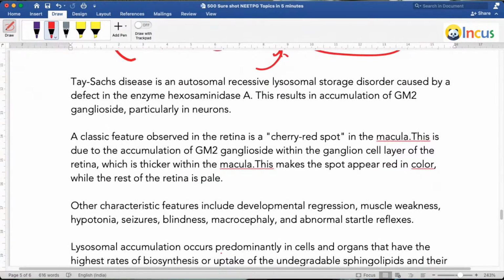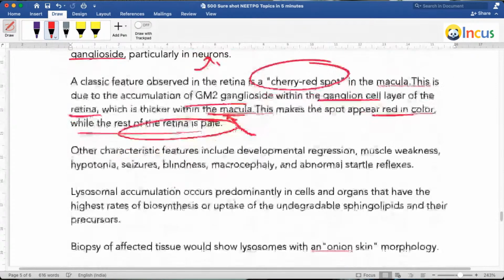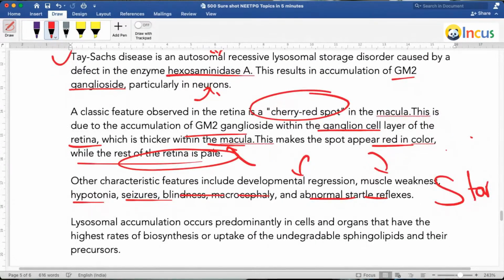Now let us quickly talk about Tay-Sachs and Niemann-Pick. Autosomal recessive, hexosaminidase A, GM2 ganglioside accumulation in neurons, cherry red spot in macula, everything is Tay-Sachs. And where does GM2 ganglioside accumulate? Ganglion cell layer of the retina, which is thicker within the macula. That makes the spot appear red in color while the rest of the retina is all pale. Now, developmental regression, muscle weakness, hypotonia, seizures, blindness, macrocephaly, and abnormal startle reflex are features of Tay-Sachs, is what you should remember.